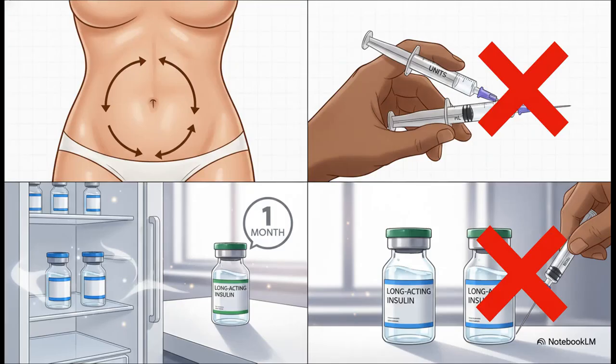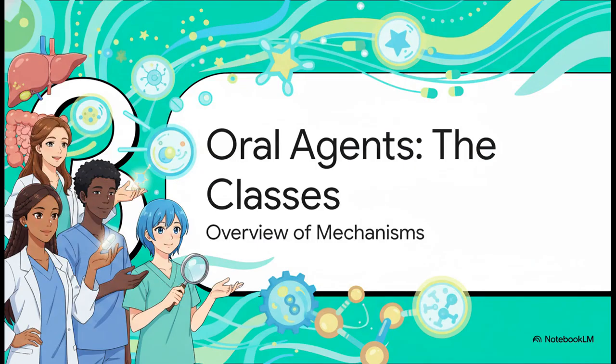And here are some more non-negotiable rules. You have to rotate injection sites to prevent something called lipohypertrophy, which is just a buildup of hard, fatty tissue that messes up insulin absorption. Always, always use an insulin syringe. They're in units, not mLs. Keep unopened vials in the fridge, but the one you're currently using is fine at room temperature for about a month. And the biggest rule of all, you never, and I mean never, mix long-acting insulins like glargine or detemir with anything else in the same syringe.